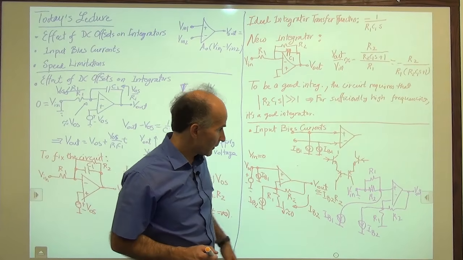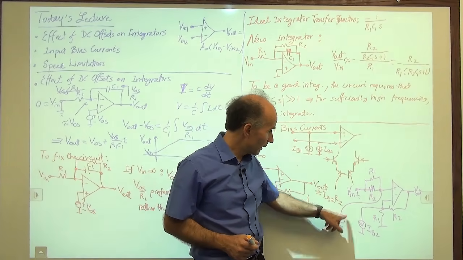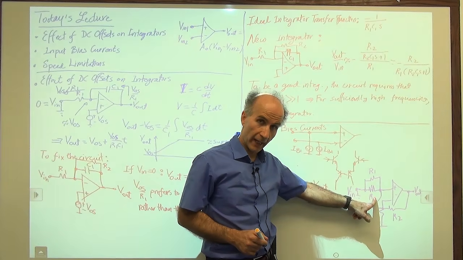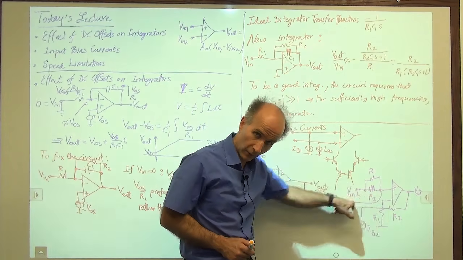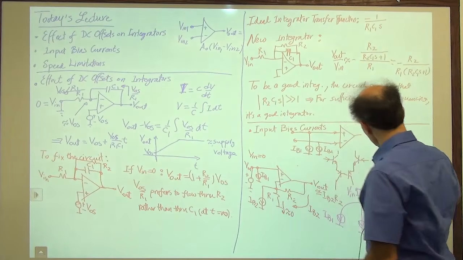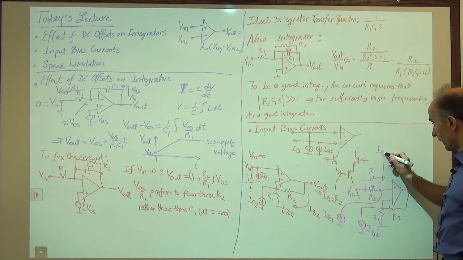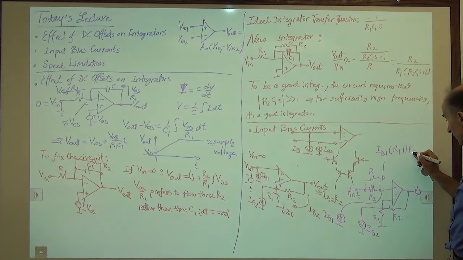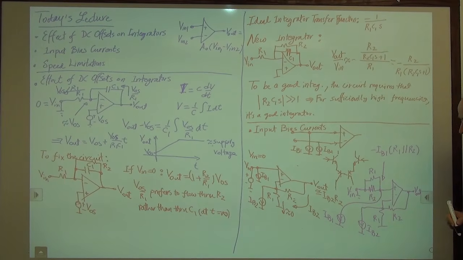Well, how much is the voltage at this node? That voltage is IB1 times the parallel combination of these resistors. And it's negative because this side is 0, this side is some voltage, and the current is flowing this way. So the voltage at this node is equal to IB1 times R1 in parallel with R2, and then a negative sign because the current is flowing this way. That's the voltage that we have here.